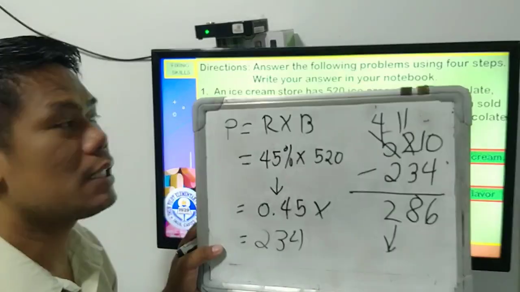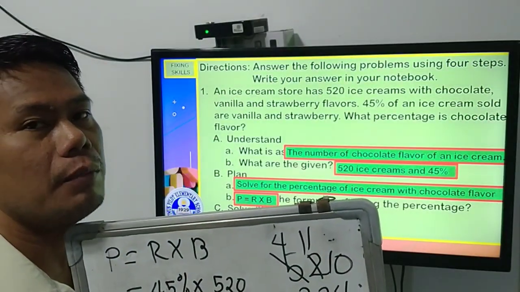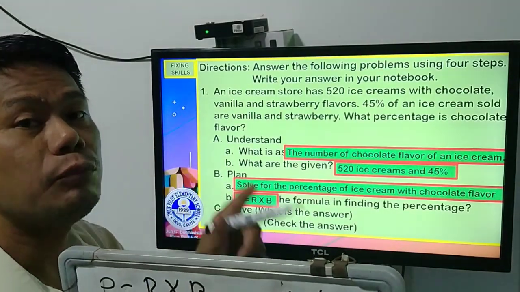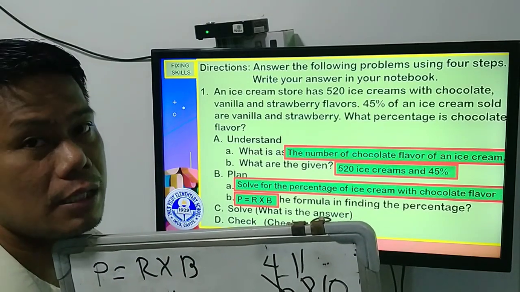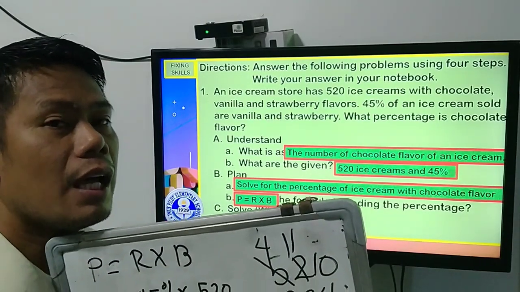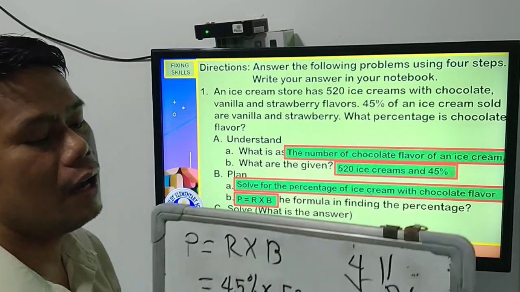286. Now class, why is it that this is an example of a non-routine word problem? Because we have two operations used in order to get the answer. First, we get the percentage and then we subtract. Do you understand? Okay, very good.